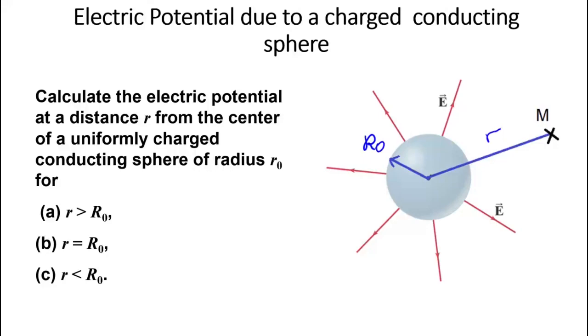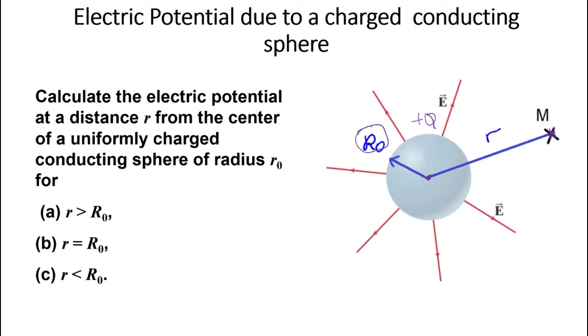In this example, we are going to calculate the electric potential due to a charged conducting sphere. The charge is distributed uniformly, plus Q, and we want to find the electric field due to this conducting sphere at point M, and we represent r as the distance from the point M to the center of this sphere. The sphere has a radius R0.